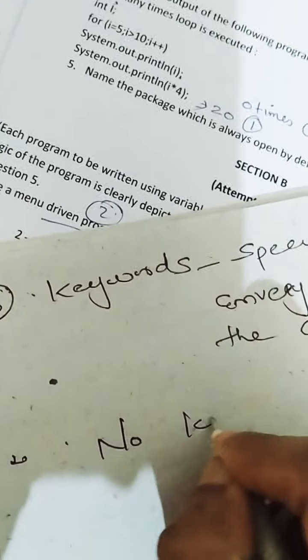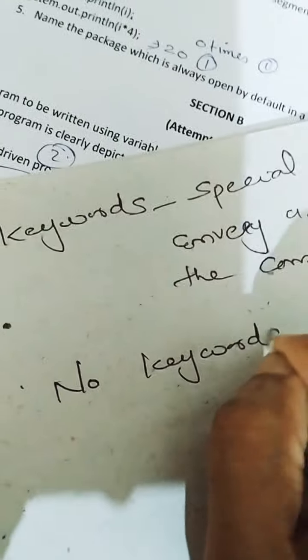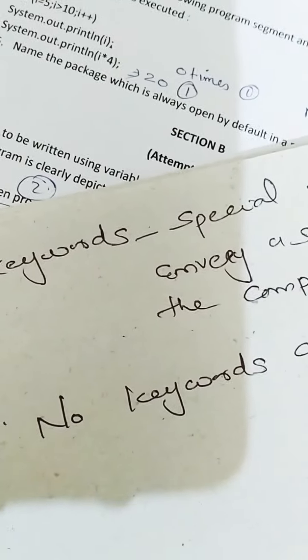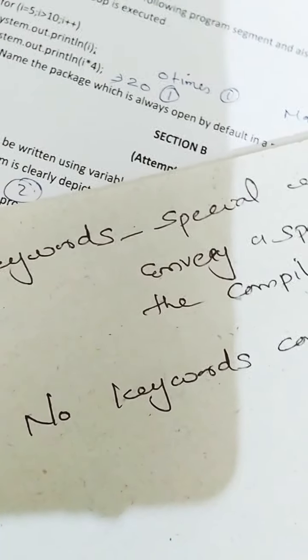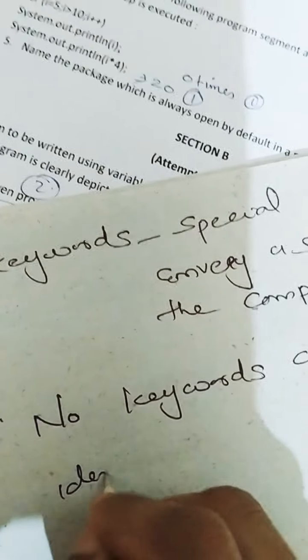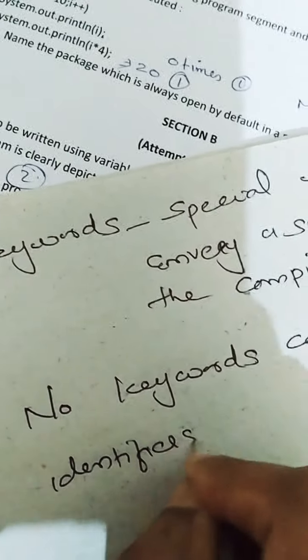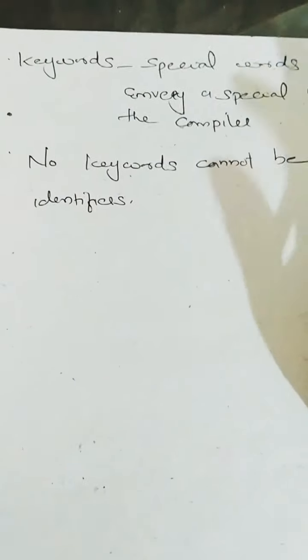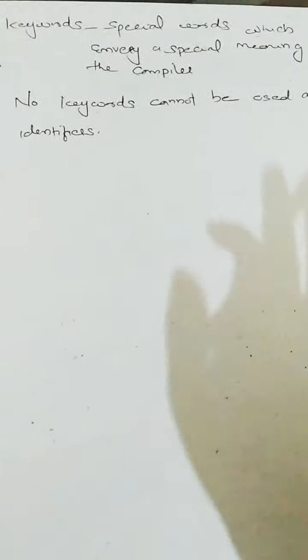Next, the second part they have asked for: can keywords be used as an identifier? No. You have to write it separately. No, keywords cannot be used as an identifier because identifiers are the names used to identify different building blocks of a program, whereas keywords are words which have a special meaning. So keywords cannot be used as an identifier.